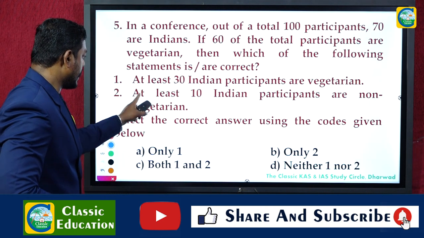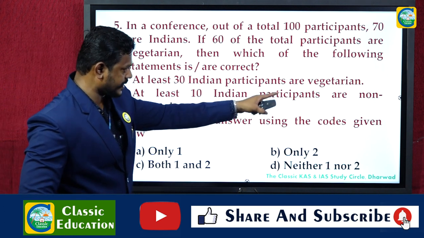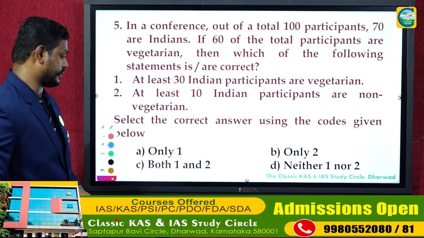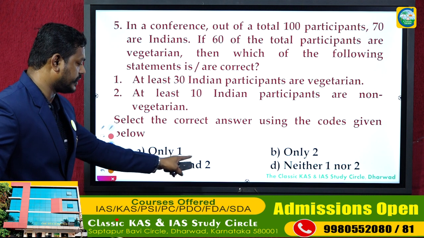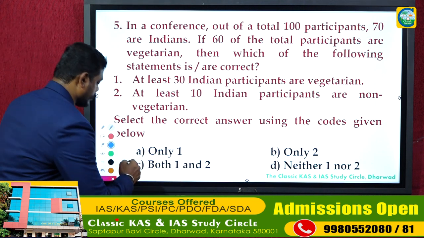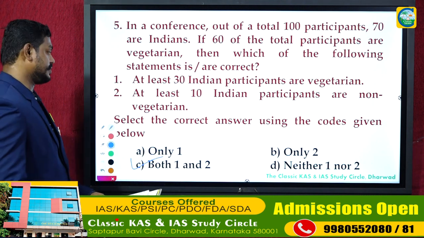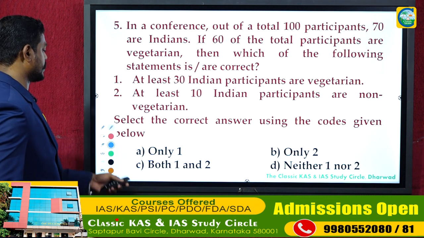Right, friends, so the question here is, at least 30% Indian participants are vegetarians. That is true. And at least 10 Indian participants are non-vegetarians. So that is also correct, right? So both statements 1 and 2 are correct here. Then option number C, right, friends? Okay. We'll move to the next question now.